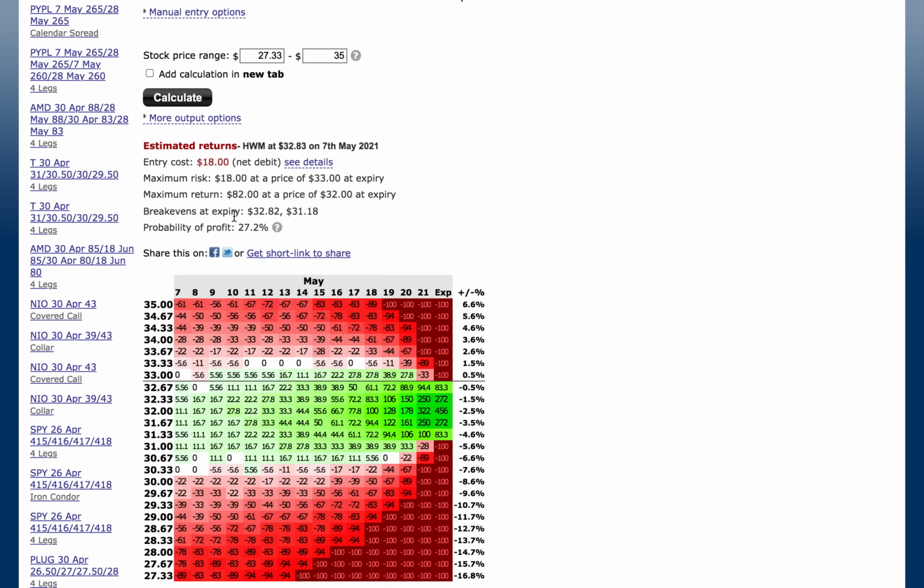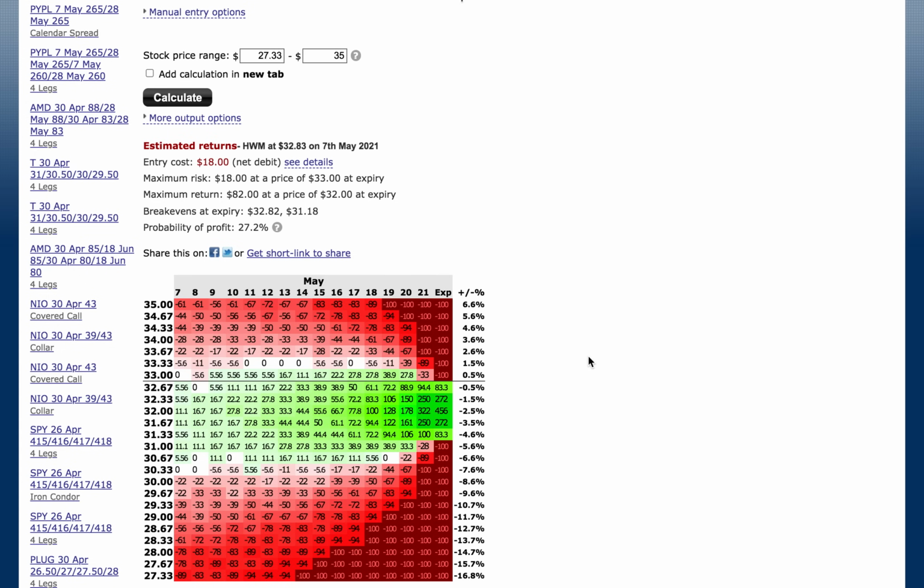Your break evens on expiration are $31.18 and $32.82. So as long as the price is between these two ranges, you are making some money, but that's at expiration, right? As you can see, at expiration, it's definitely a lot narrower than if you go out a little bit before that. But anyways, a couple of things I do want to mention here.